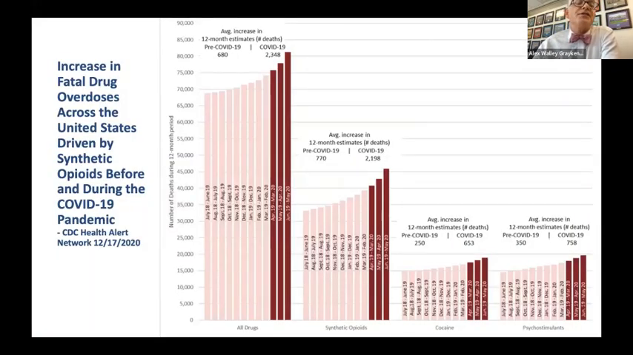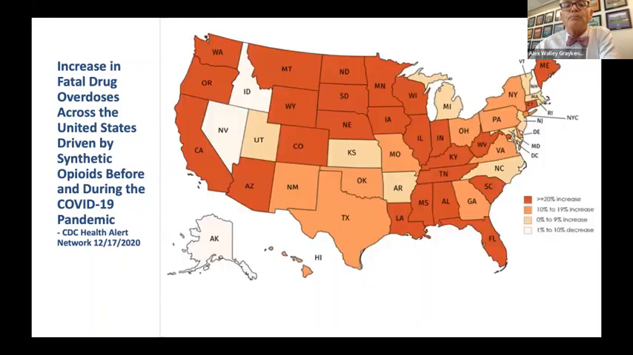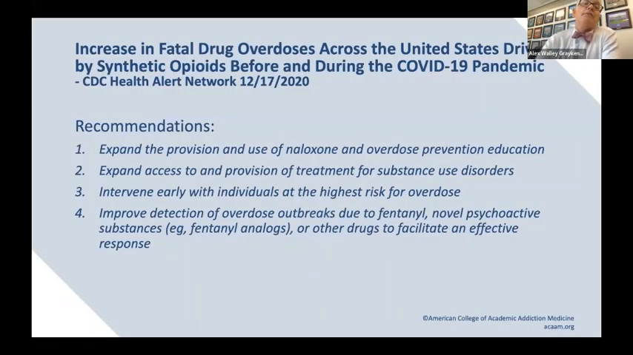So these increases in fatal overdoses across the United States have been driven by synthetic opioids, both before and now during the COVID pandemic. So here in the dark blue, you can see surges in overdose deaths that continued as the COVID pandemic started in 2020. And that really impacted almost every state in the country. And so it's something we're all facing.